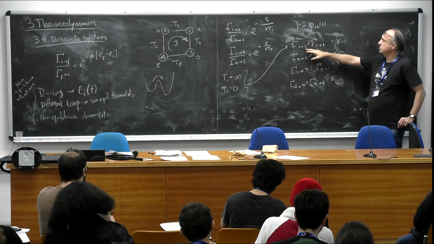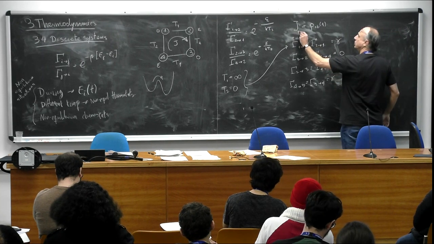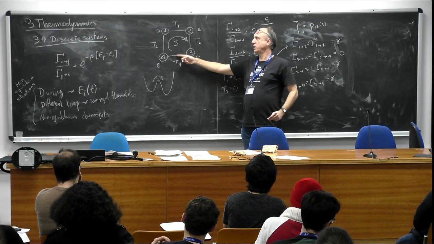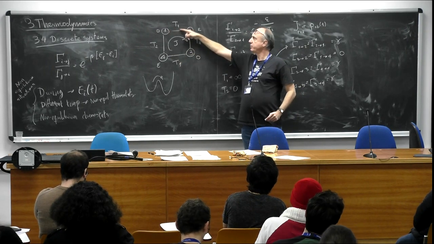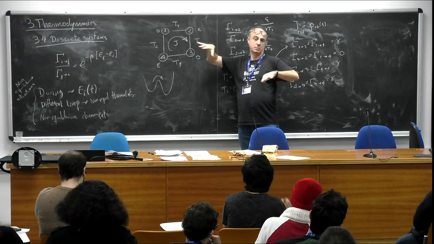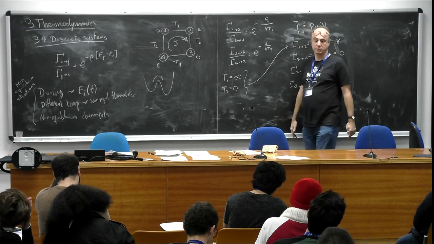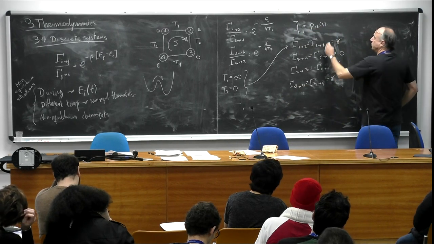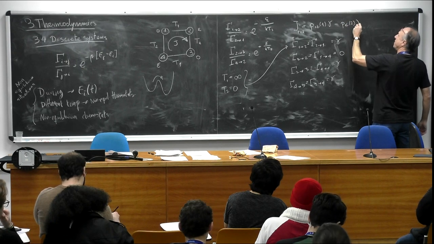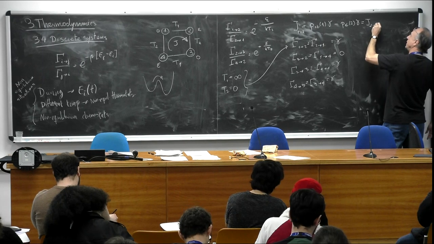With this choice, you see that the current between 1 and 2, all these currents are equal. This is because we are in the stationary regime. So the current here must be equal to the current here, the current here, the current here. Otherwise, there will be an imbalance, and the probabilities are not stationary. So this will be P_S1 gamma minus P_S2 gamma. And this must be equal to J 2 to 3.